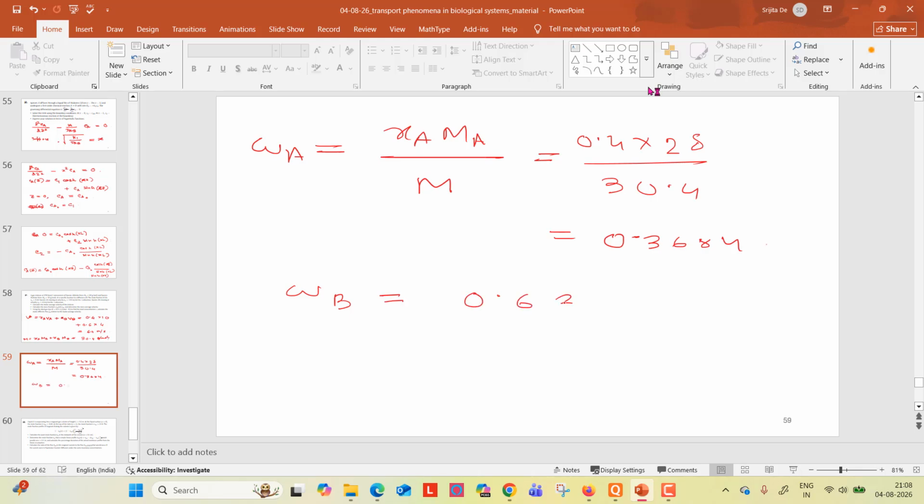So now mass average velocity will be WA VA plus WB VB. VA and VB are already defined, so putting in all the values, it is coming as 6.21 meter per second. Next, what is the question? Last question.